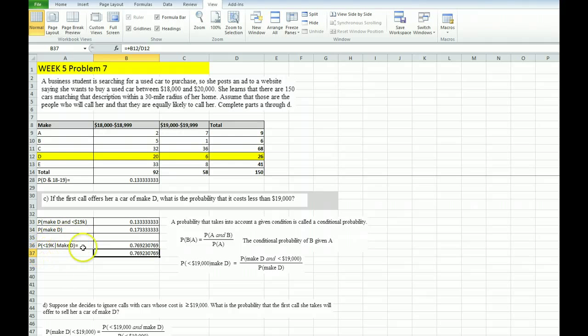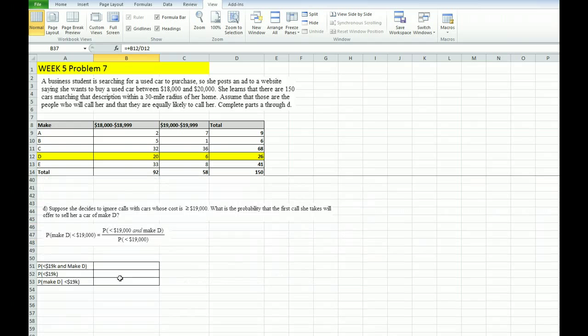With conditional probability, our total becomes what is given. So the make D, that's a given, so for this part we're no longer considering anything else in any other make. We're only considering D's, and that's a total of 26. And then for the numerator, we're looking at the ones that are less than 19,000, which is a possibility of 20. So 20 is the number of successes, and 26 is the possible number that it can pull from.